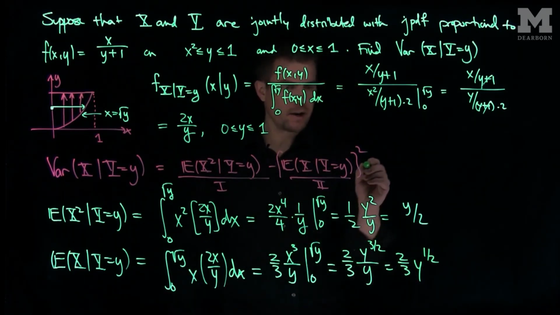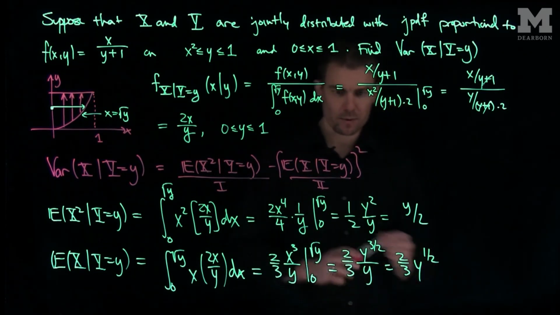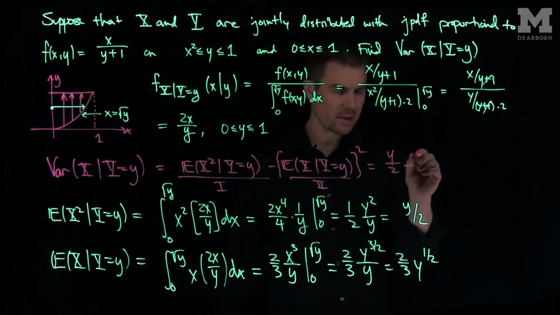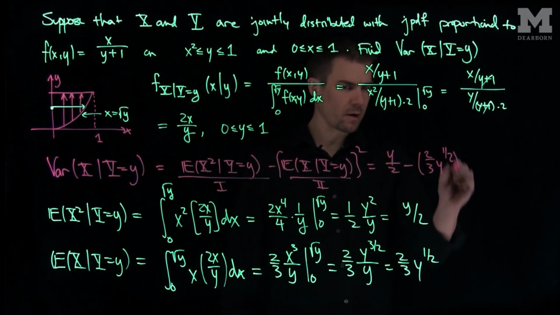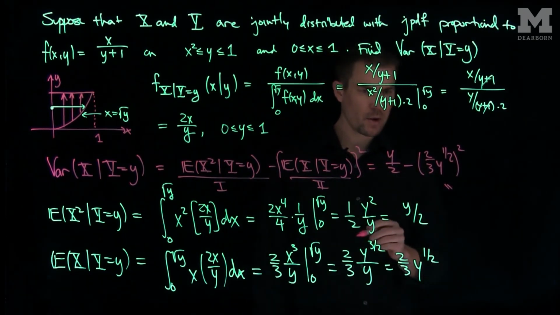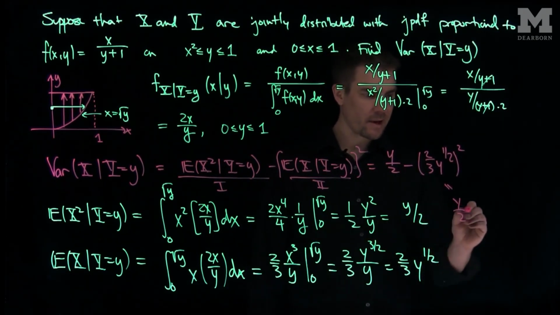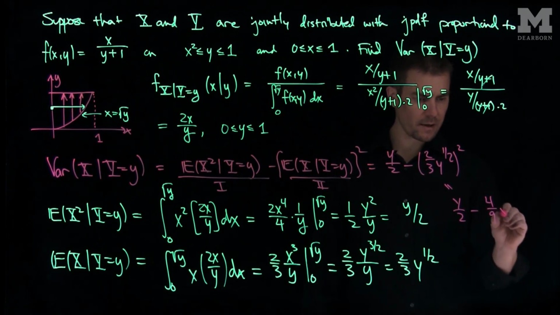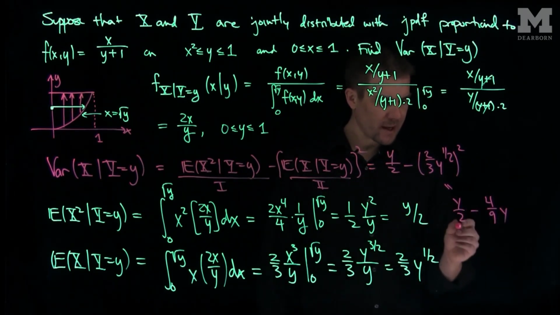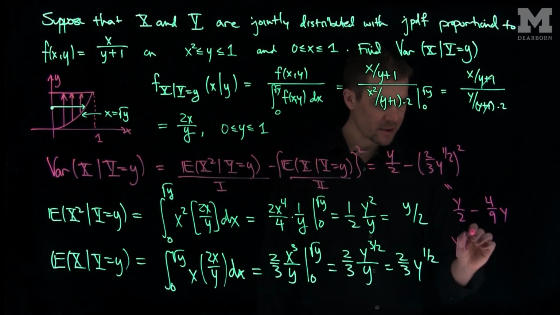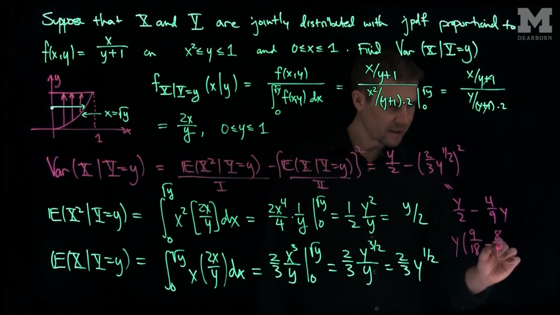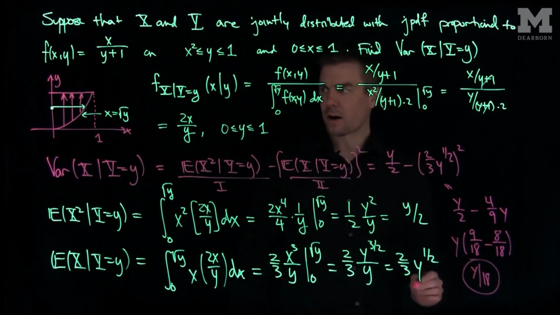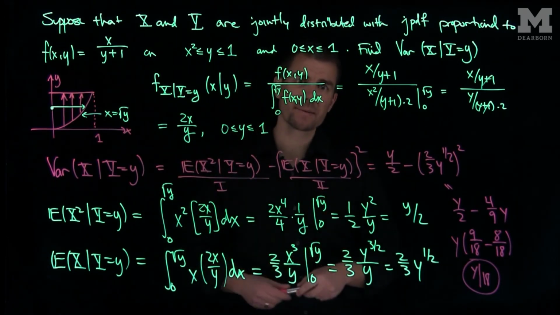And so now we can find this variance by saying it's equal to 1, which is y over 2, minus this expression squared. So it's going to be 2/3 y to the 1/2 power, quantity squared. And so this is going to be y over 2 minus 4 over 9 y. So we've got a common denominator. This is y times 9 over 18 minus 8 over 18. So our final answer is y over 18, the variance of x given that y is equal to y. Thank you very much.